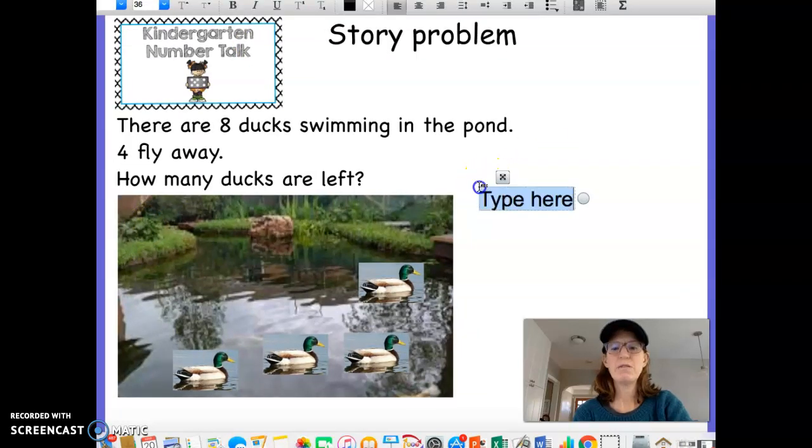I can write that out using numbers and a number equation, and it would look like this. 8 ducks swimming in the pond. I take away, that is the symbol for take away, it's minus, and I put a 4 there. I'll space that out a little so it's easier to see. 8 take away 4, or I could say 8 minus 4 equals 4. That's my number sentence to go with my story problem.